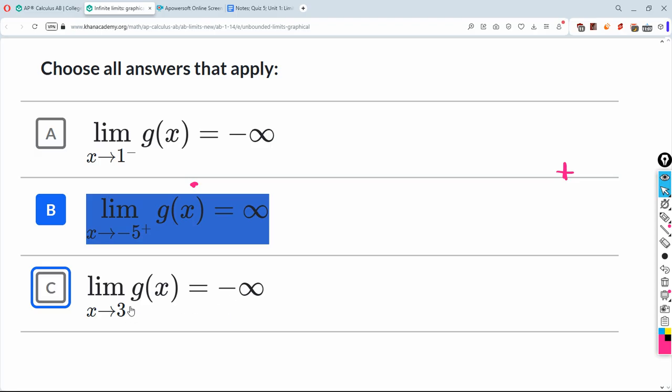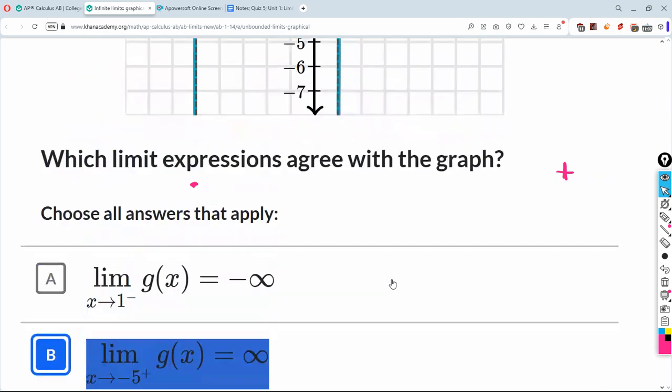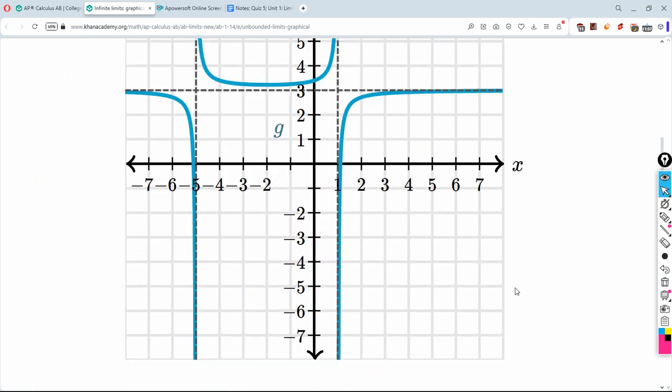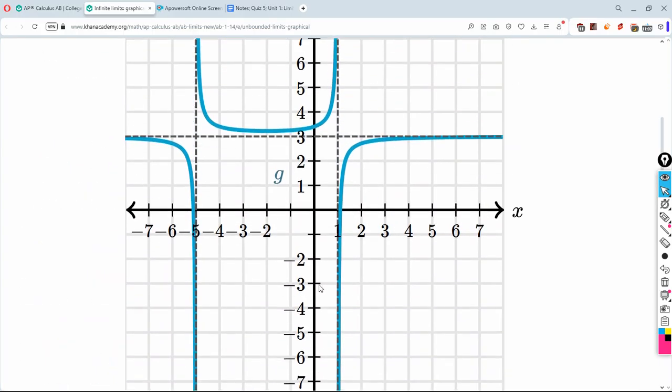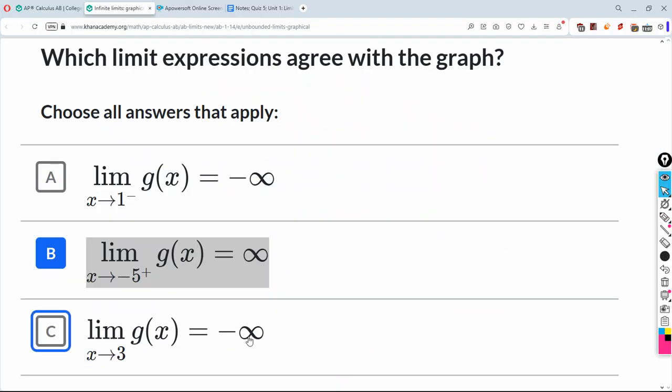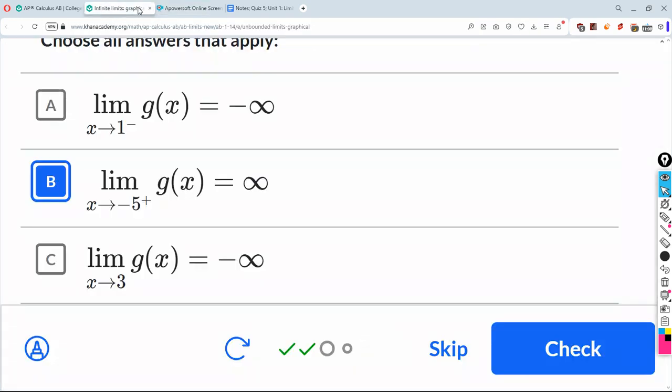Answer C, x approaches 3 from both sides, and that's negative infinity. This is two-sided. There's no plus or minus. Let's see if it goes to negative infinity. All right, at positive 3, which is right here, if we travel from either side on this graph at x equals 3, from this side it goes to this point, and from this side it also goes to this point. So that's about y equals 3 or a little less. That does not go to infinity either way. So that one is not true. All right, they said negative infinity. Answer B.